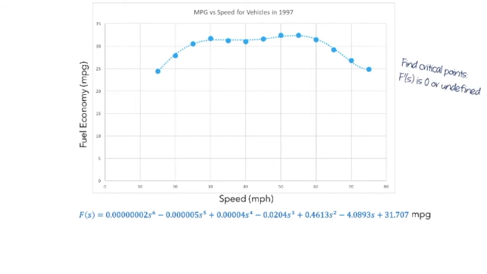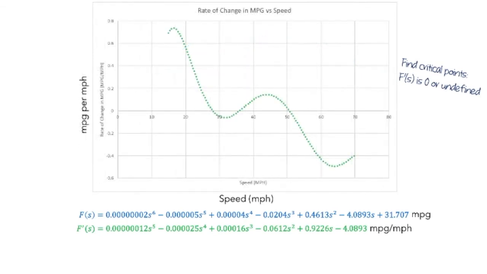that is, points where the derivative is either 0 or undefined. So first, we can use the power rule to compute the derivative of the function f of s. Next, let's look at the graph of this derivative function. Here is the graph of f prime of s, the derivative graph.